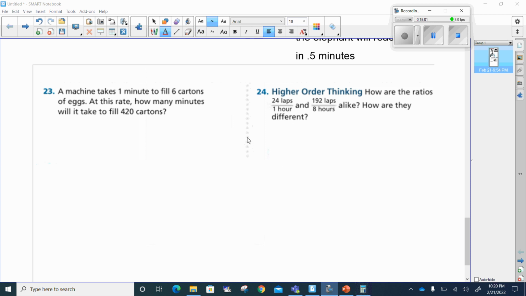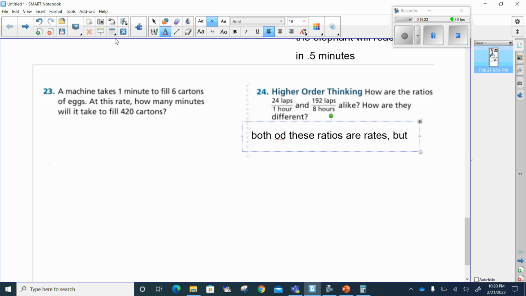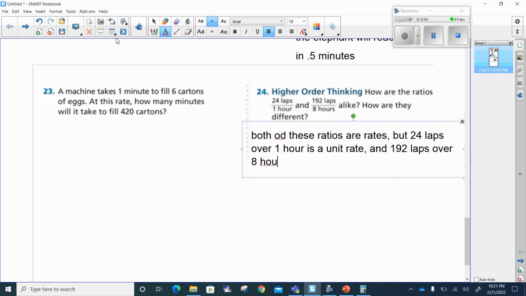So if I just say this one, I would say that both of these ratios are rates, but 24 laps over 1 hour, excuse me, is a unit rate. And 192 laps over 8 hours is not.